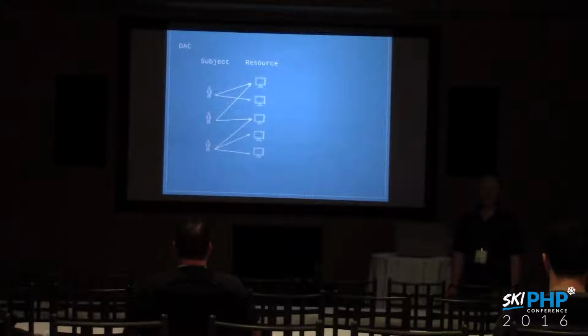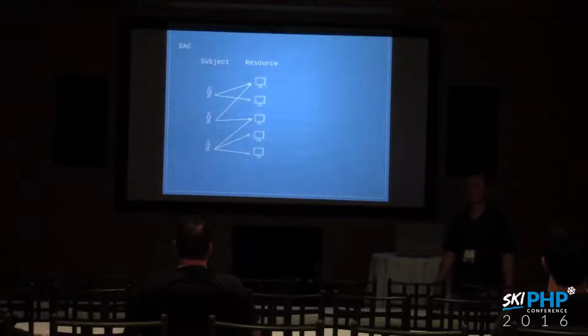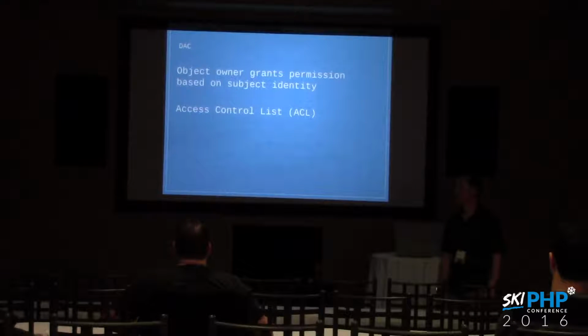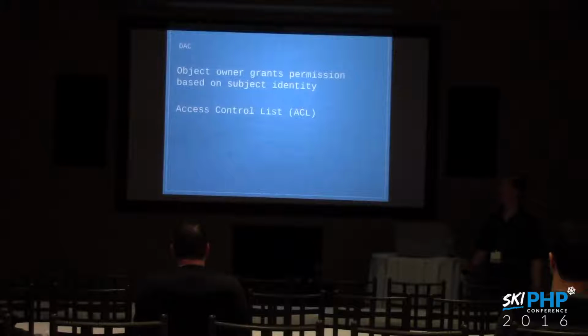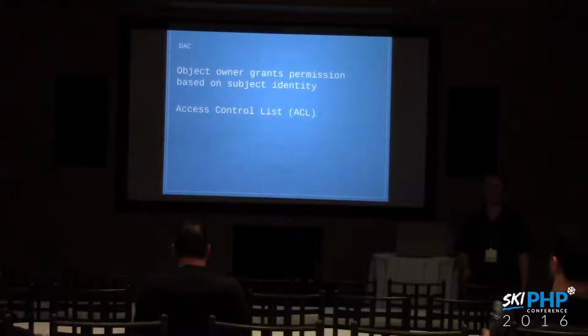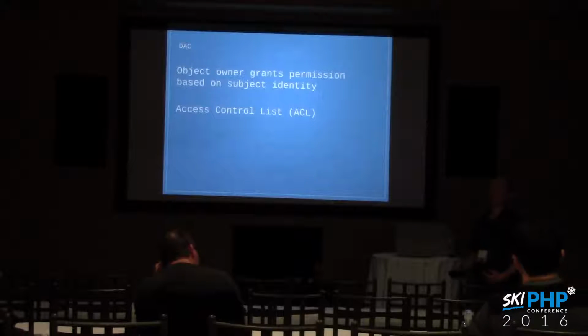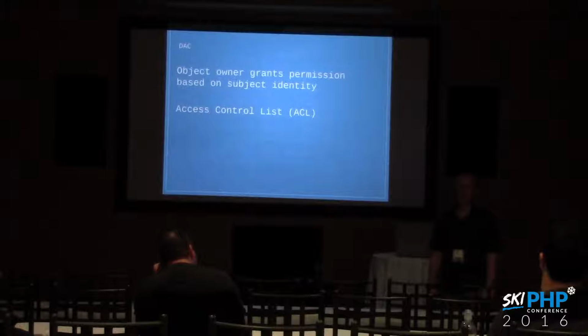Very simple, it's the most simple access control model. You have a subject and you grant access to a resource. That is based on their subject identity, going back to the authentication. The subject has to be authenticated, we're going to assume that. The most common implementation you see is an access control list, where you have this subject gets this resource, this subject gets that resource, and so on.